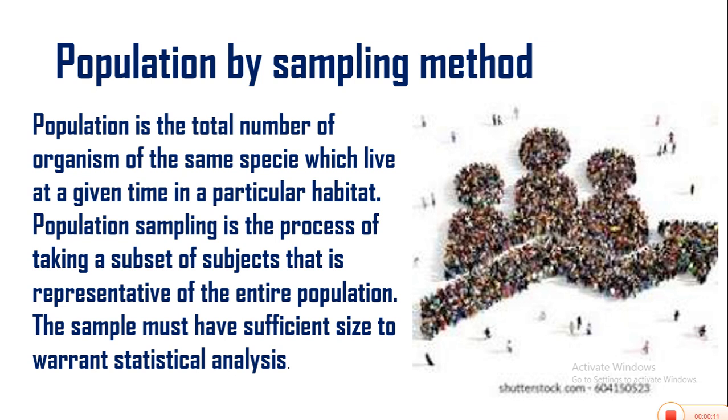Population is the total number of organisms of the same species which live at a given time in a particular habitat. Now, population sampling is the process of taking a subset of subjects that is representative of the entire population. That's taking parts of the sample to represent the entire population. That's population sampling. And the sample you have chosen must have sufficient size to warrant statistical analysis.